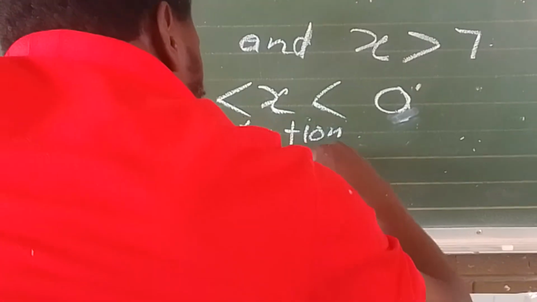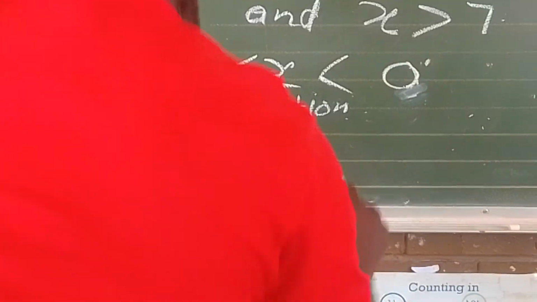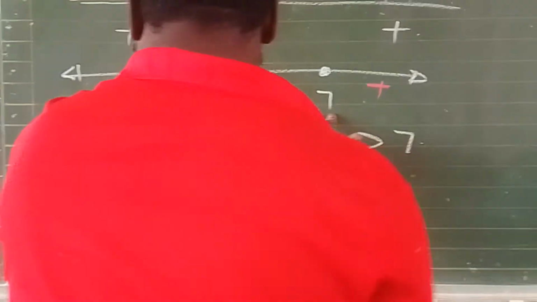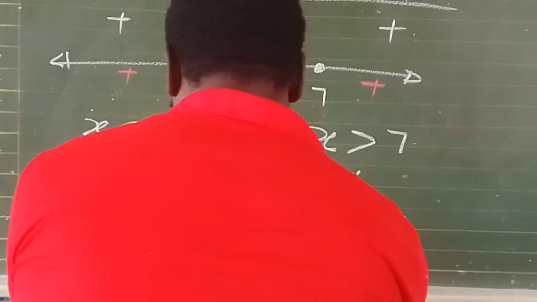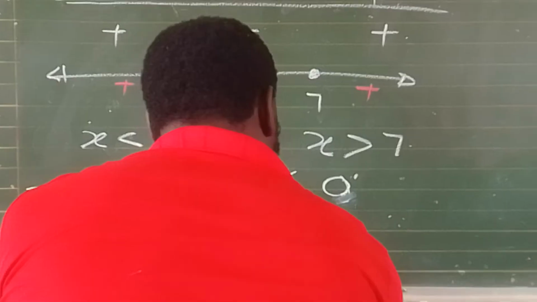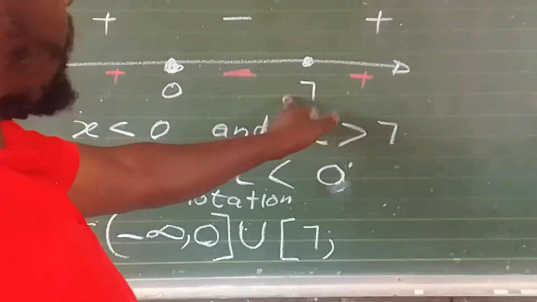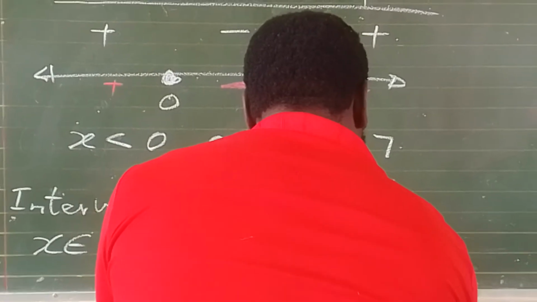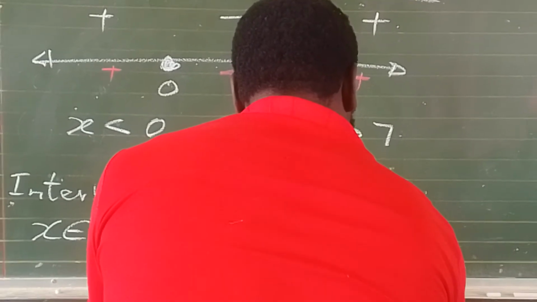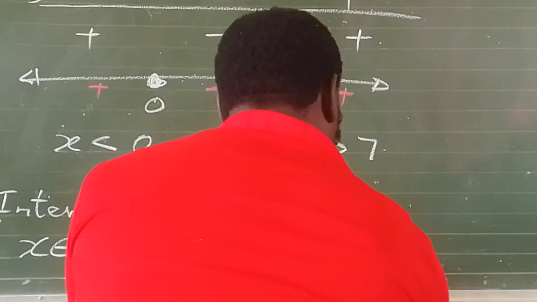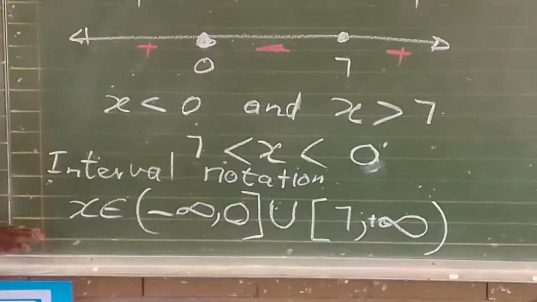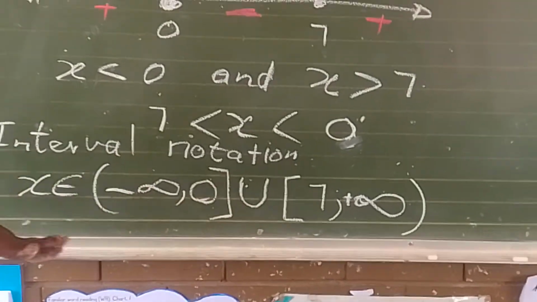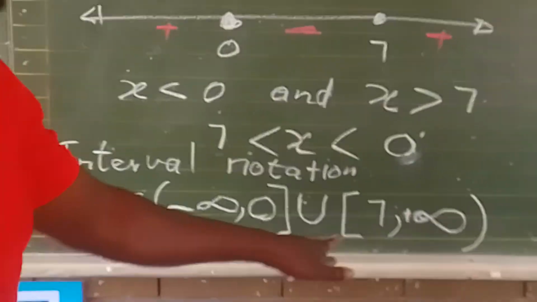And this union means and. And we want the positive 7 to positive infinity. This is what I wanted you to know. I'm glad that we have the example that is going to give us this so that we'll understand the application of the square bracket.